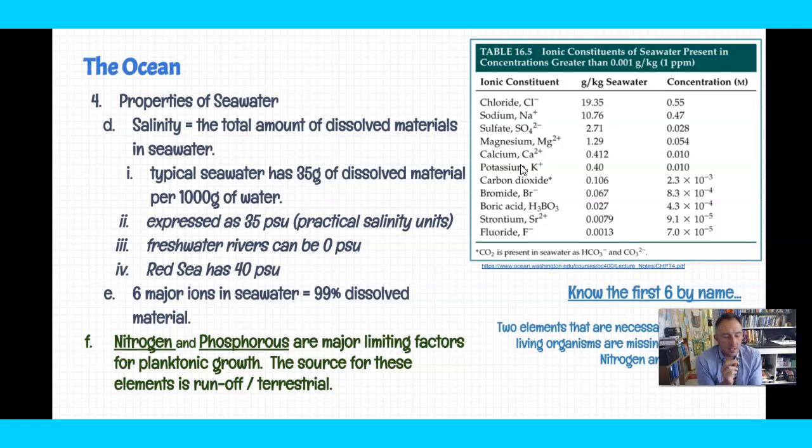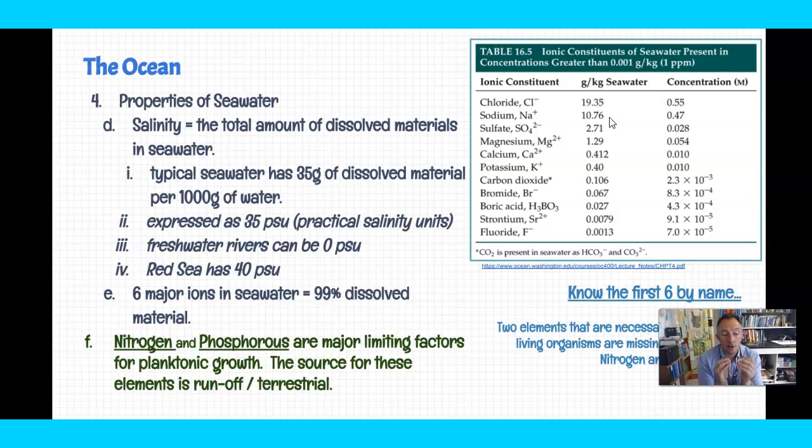If you look right at this, sodium chloride, NaCl, table salt, out of the 35 grams, they make up 19.35 and 10.76. They make up 30 grams of the 35, so 30% of the ocean's dissolved material. They are the majority of the dissolved ions in the ocean water. Just those two things. And that's why we can get salt from seawater, or extract salt from it.